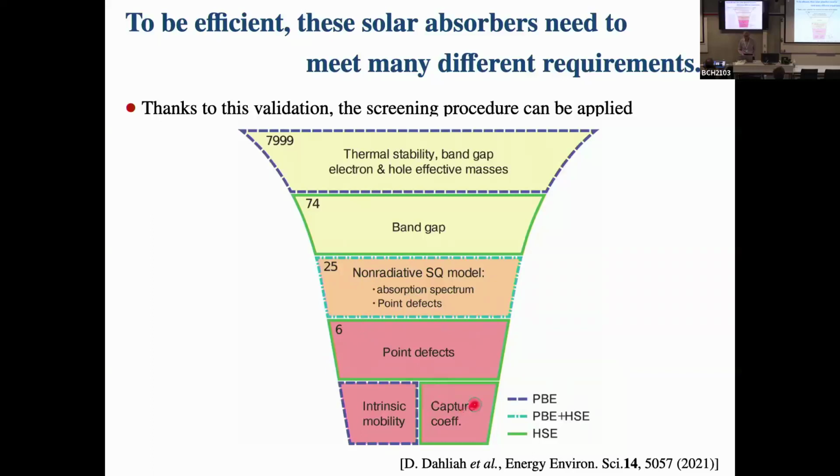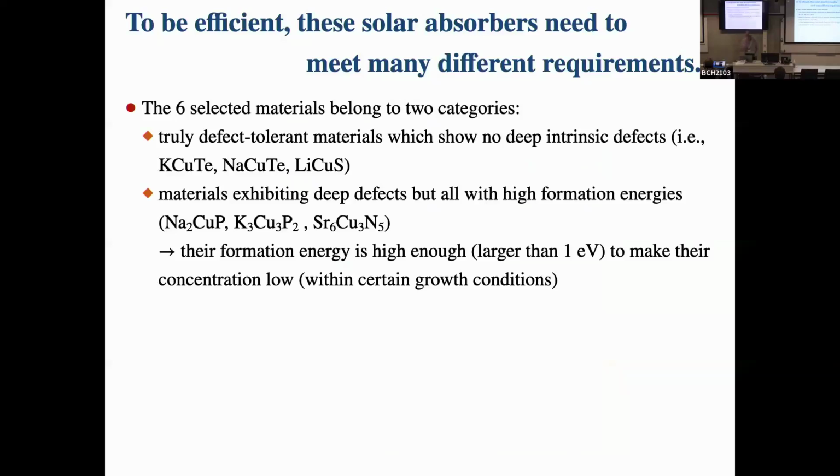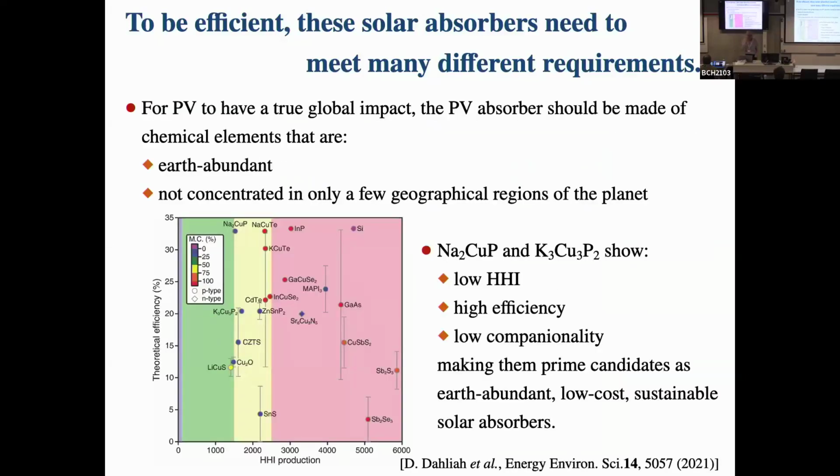You see that at the end, we can even do an advanced calculation of the capture coefficient, which I told you in the beginning we kept constant, once we have a limited number of materials. Out of that, we found 6 materials that belong to 2 categories: some which were truly defect tolerant, so no defect in the band gap, and some others that had a defect in the band gap, but with a large formation energy, so their concentration would be small, and they would not affect the quality and efficiency of the material.